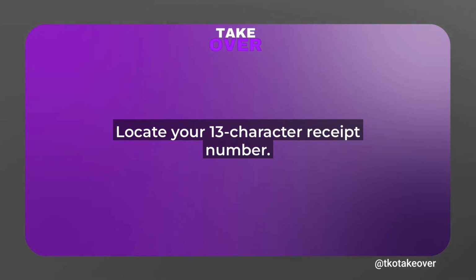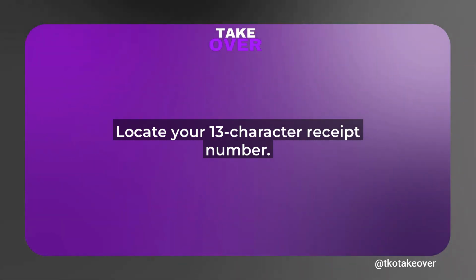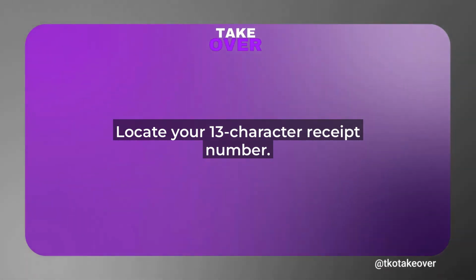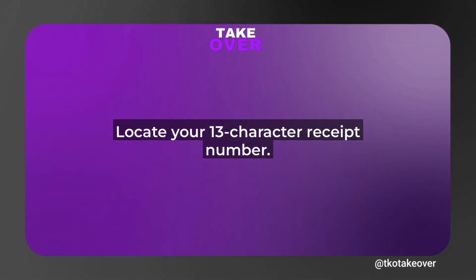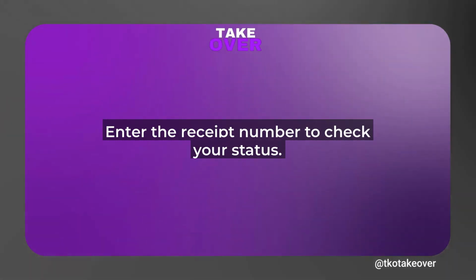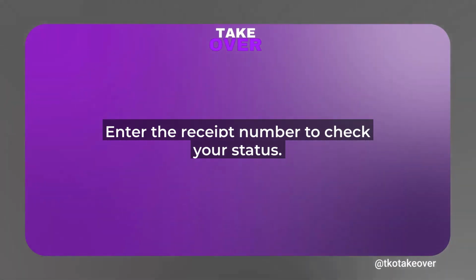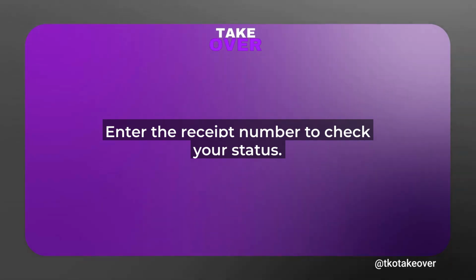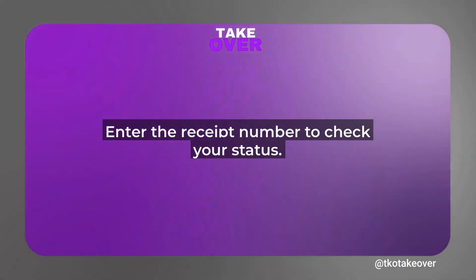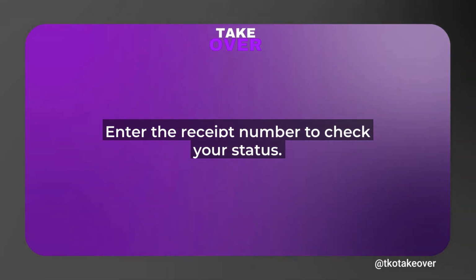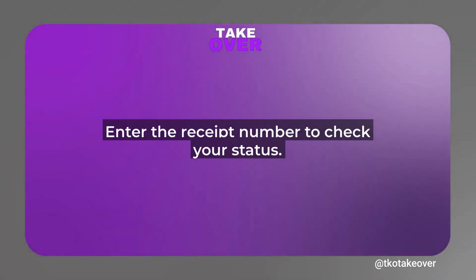Next, log into your account and navigate to the Case Status page. You'll need your receipt number, which is a 13-character code that USCIS provides when they accept your petition. It's something like SRC followed by numbers. Keep it handy. Enter that receipt number into the search bar and hit Submit. Voila! You'll see the current status of your I-140, whether it's in review, approved, or pending further action.